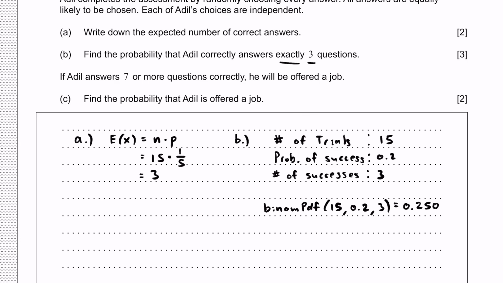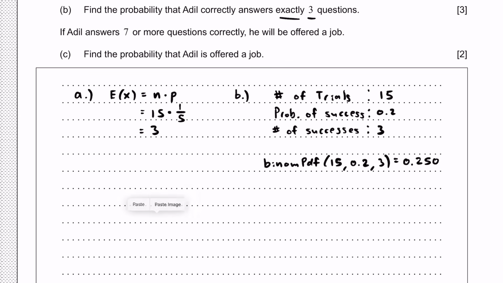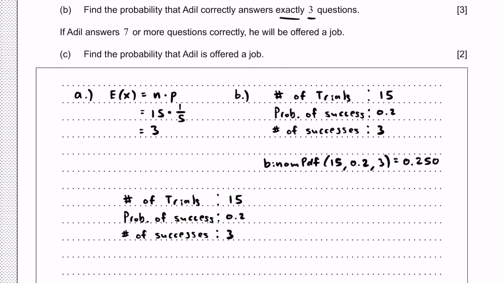If Adil answers 7 or more questions correctly, he will be offered a job. Part C asks us to find the probability that Adil is offered a job. All right. So in this case, we can use the same structure, but just modifying it somewhat. So let's go ahead, copy paste, and we will solve part C. So in this case, we still have 15 trials, 15 questions being answered. Probability is still 1 out of 5, or 20%. In this case, number of successes, he needs to answer 7 or more questions. So he needs to get between 7 and 15 questions correctly.